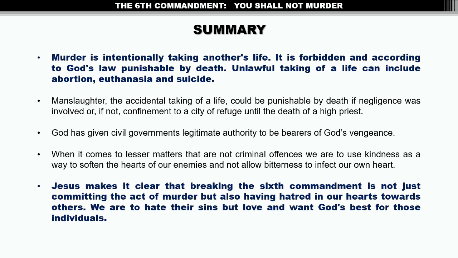Now, God has given civil governments legitimate authority to be the bearers of God's justice. Now, when it comes to lesser matters that are not criminal offences, we are to use kindness as a way to soften the hearts of our enemies and not allow bitterness to infect our own heart. And Jesus makes it clear that breaking the sixth commandment is not just committing the act of murder, but also having hatred in our heart towards others. We are to hate their sins, but love and want God's best for those individuals. So let's all be a people committed to loving all people and keeping the spirit of the sixth commandment.